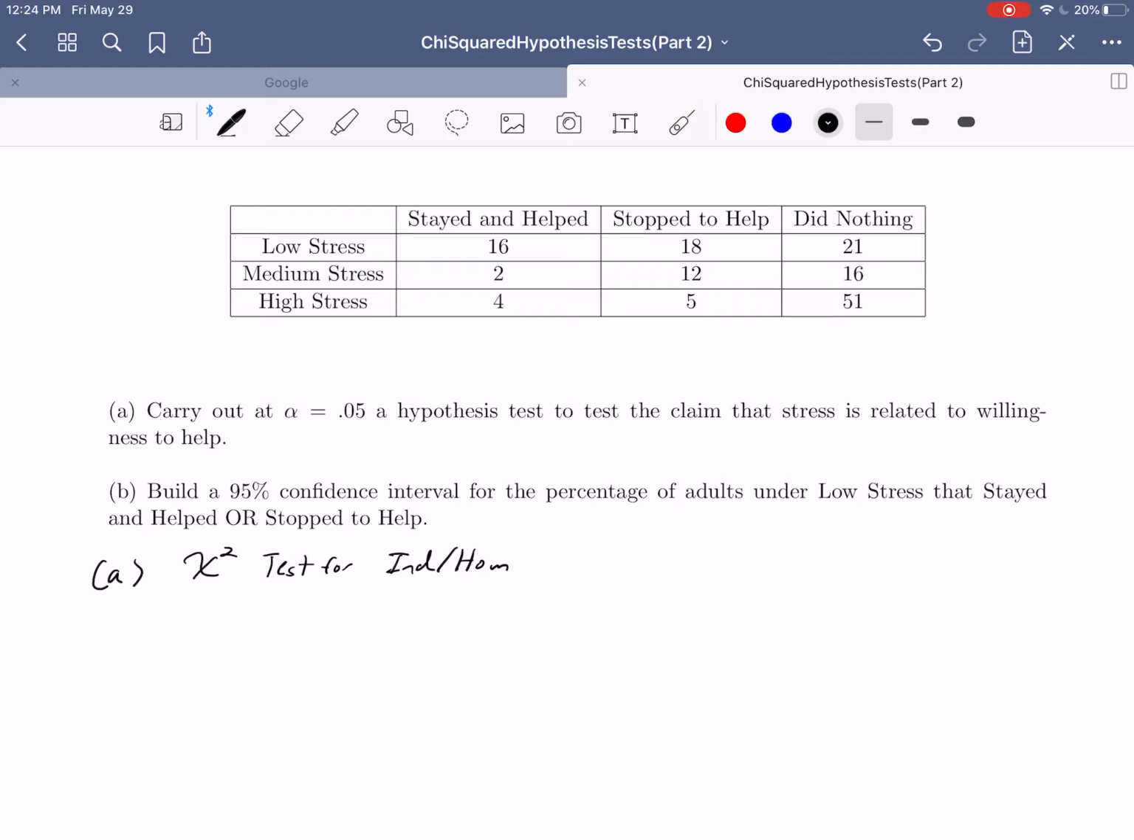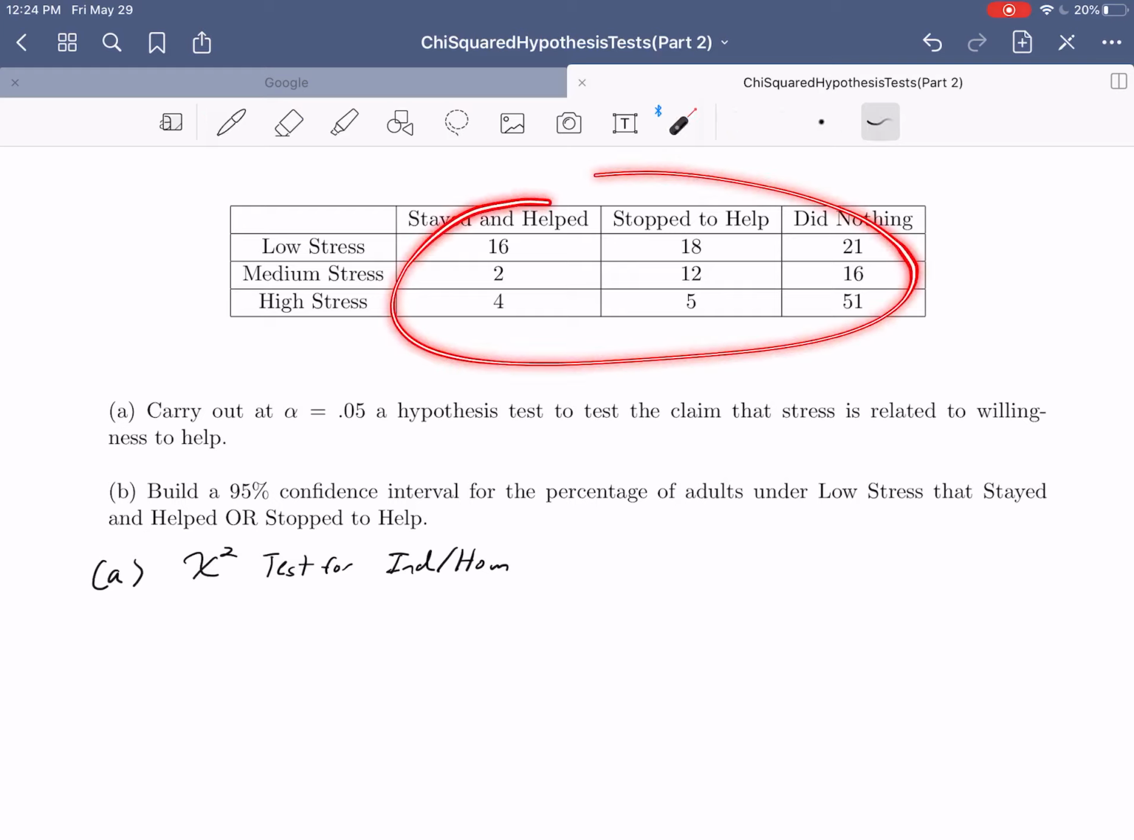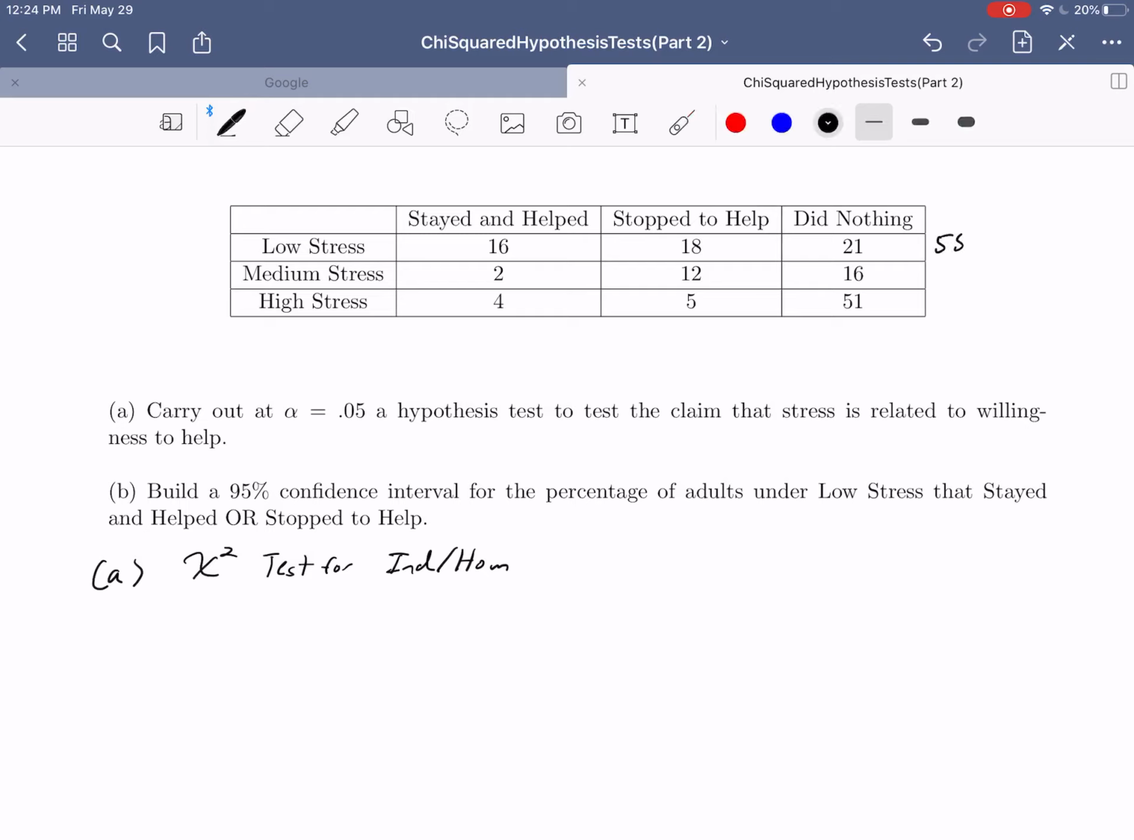All right. Before we get into doing the test, remember we want to augment this table with all the row and column totals. So let's get those row totals first. It looks like for the first row, you should get 55, then 2, 12, and 16 looks like 30, and then 4, 5, and 51, 60. And then in the column totals, we'd get 22, 18, 12, and 5. Looks like we get 35 there. And then 21, 16, and 51 looks like 88.